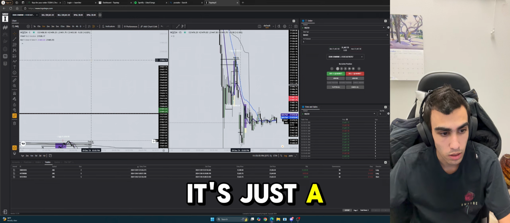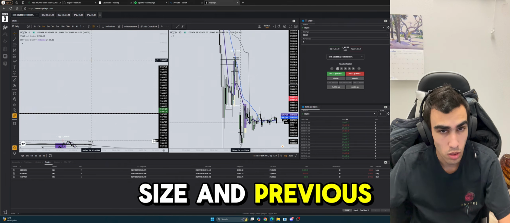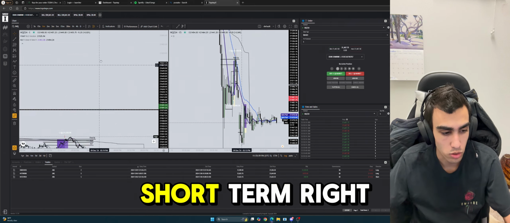So that is basically an overview of the definition. It's an area of previous highs and previous lows that need to be seen again in the short term.